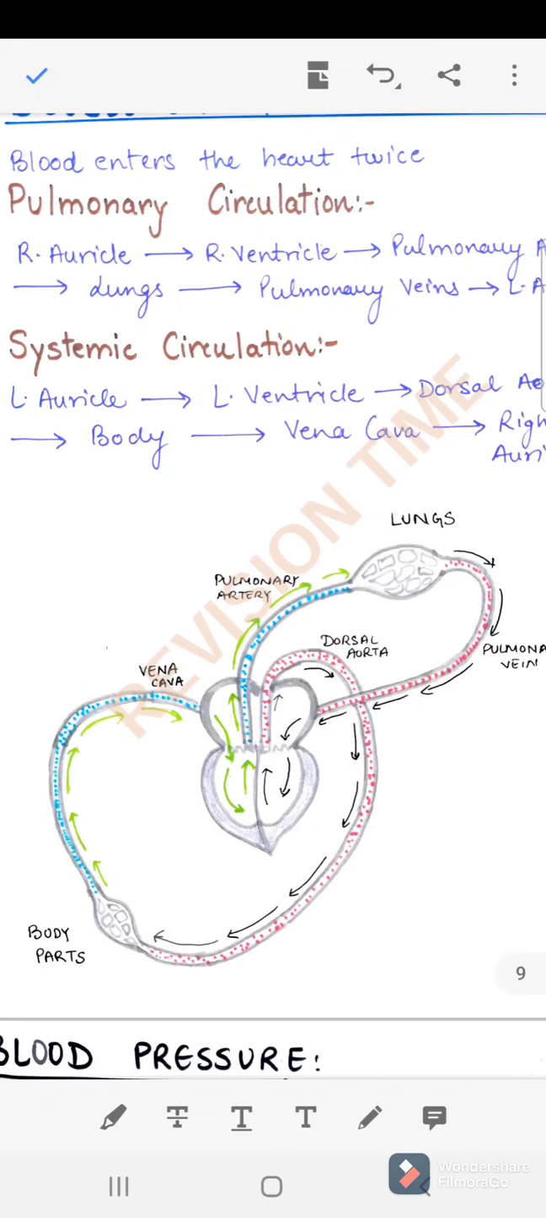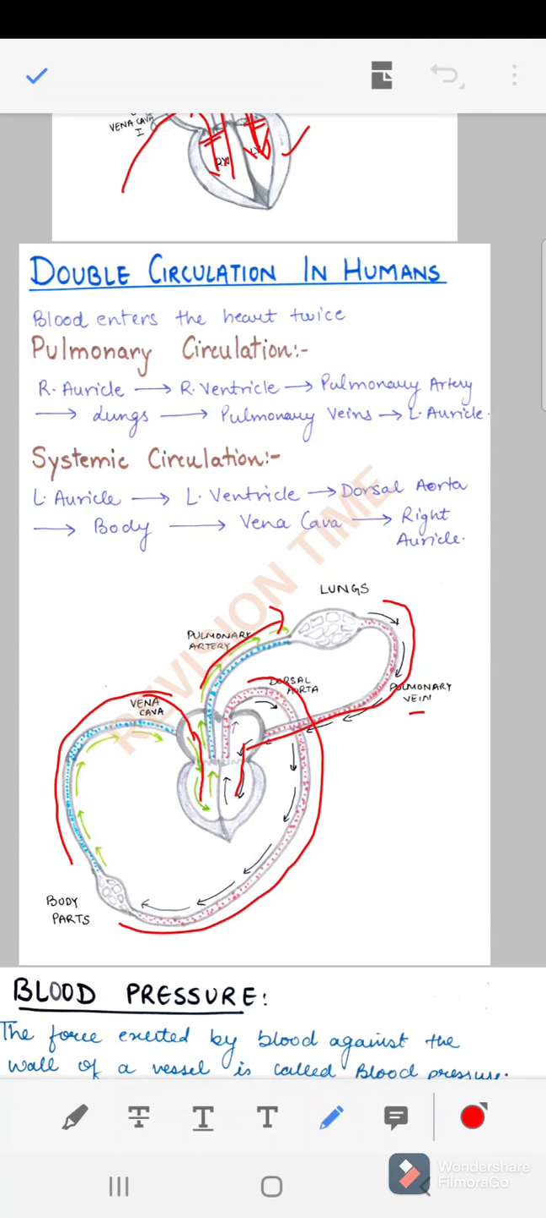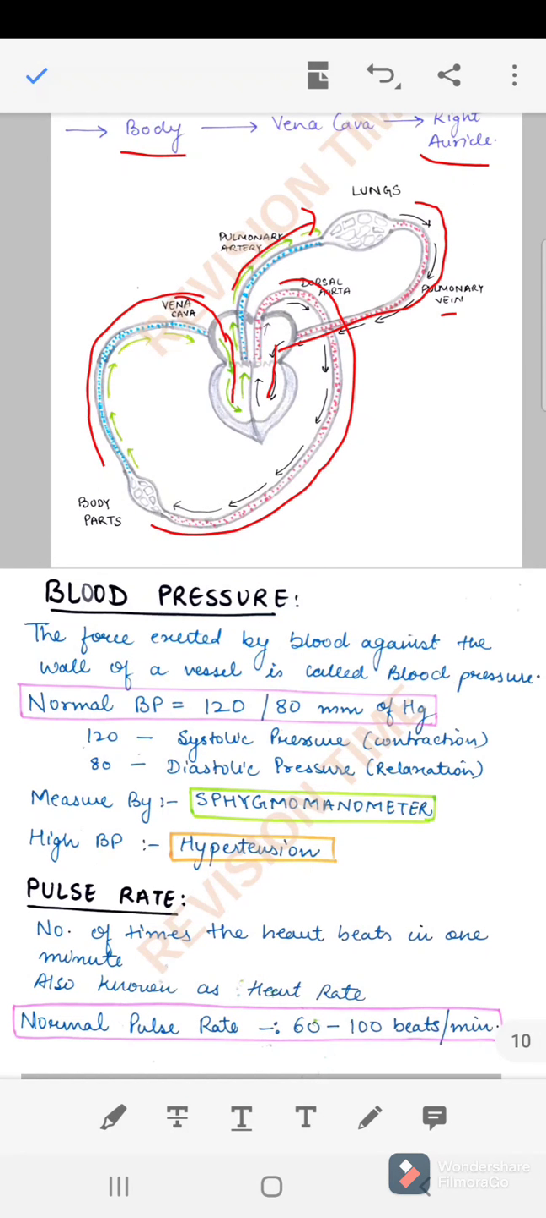So now what are the phases? They are the pulmonary circulation and the systemic circulation. So when the blood enters the right auricle and goes to the lungs, and again comes back to the left auricle, this is the pulmonary circulation. And from the left auricle, when blood goes to the body parts and comes back to the right auricle, it is the systemic circulation.